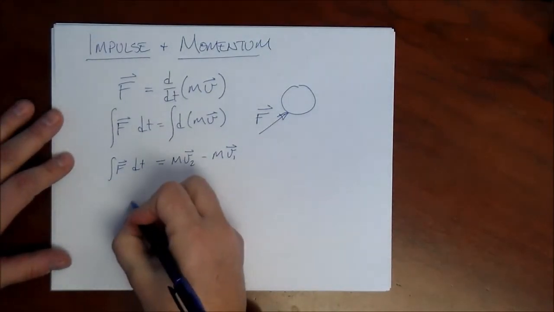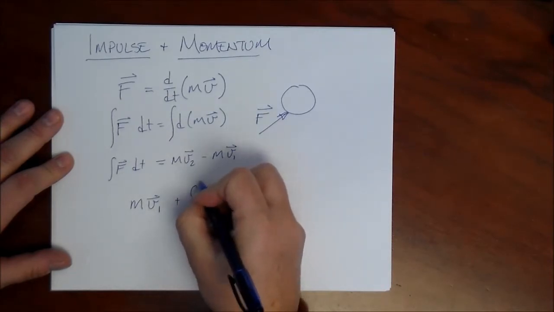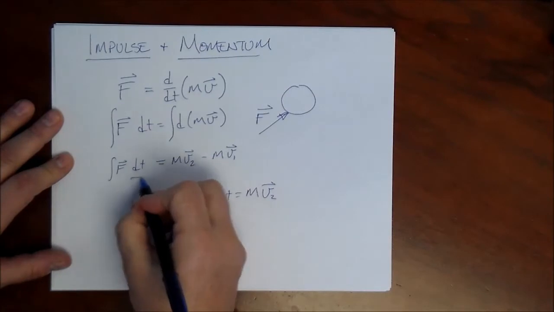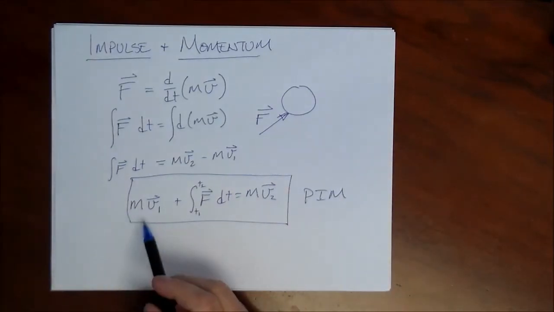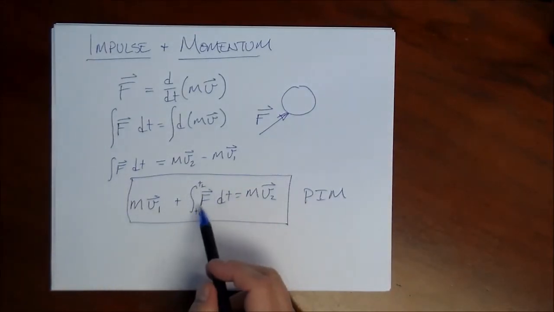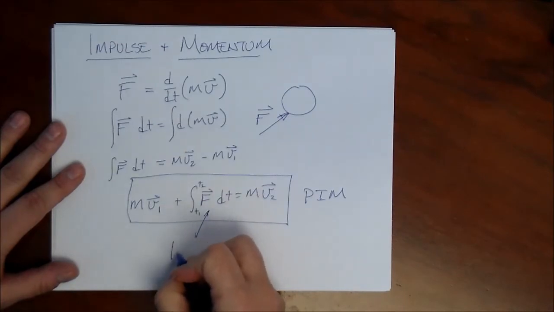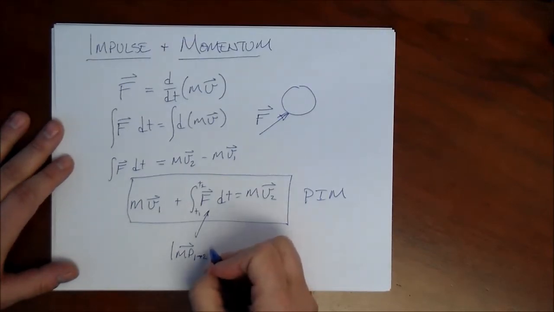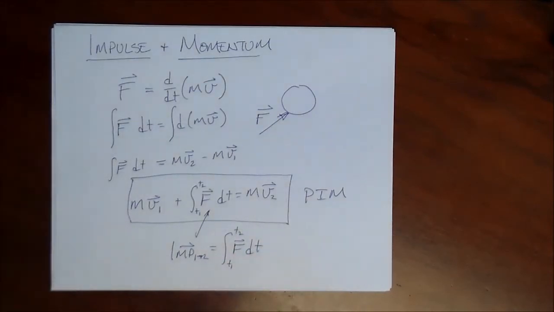Or, stated another way, rearranged, the initial momentum plus the integral of the force from t1 to t2, some time interval, equals the final momentum. This is the statement of the principle of impulse and momentum. It simply says that the initial momentum plus the impulse, which is the integral of the force over time, equals the final momentum. Sometimes we abbreviate that integral as simply the impulse from 1 to 2, the impulse of the force over the time interval going from 1 to 2. So that's the principle of impulse and momentum.